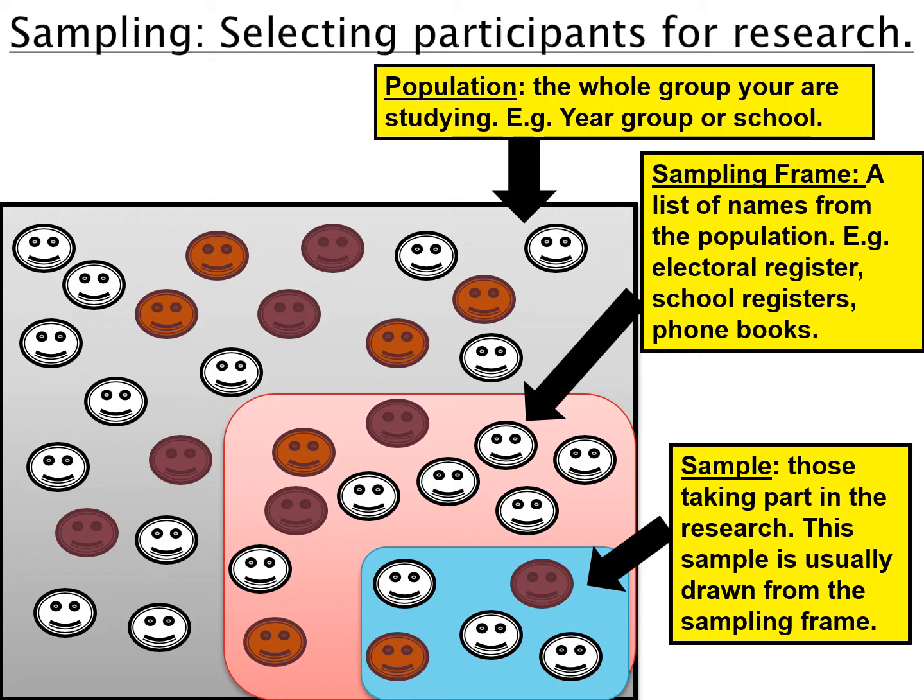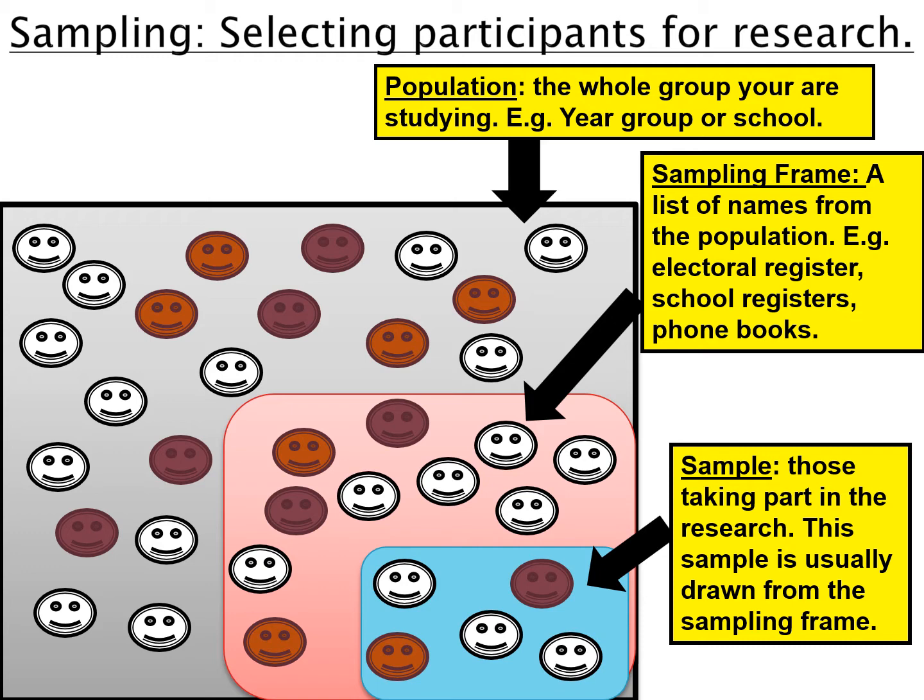So we have a few key terms here to look at as well. The first key term is population. The population is the whole group that you are interested in. So if you are studying, for example, doctors, then all of the doctors are your population. But you obviously can't conduct your research on every single one of them, so you need to select a representative sample from that to take part in your study.